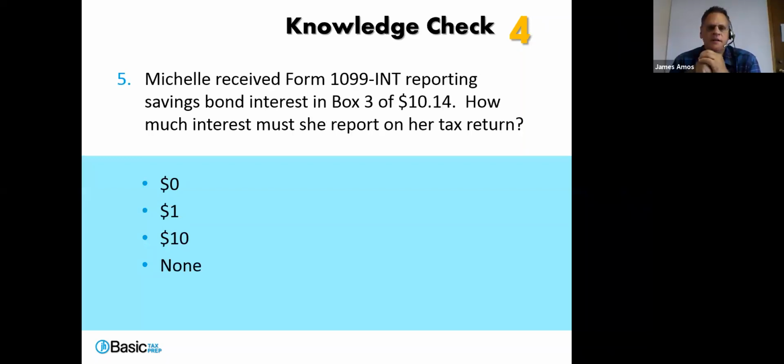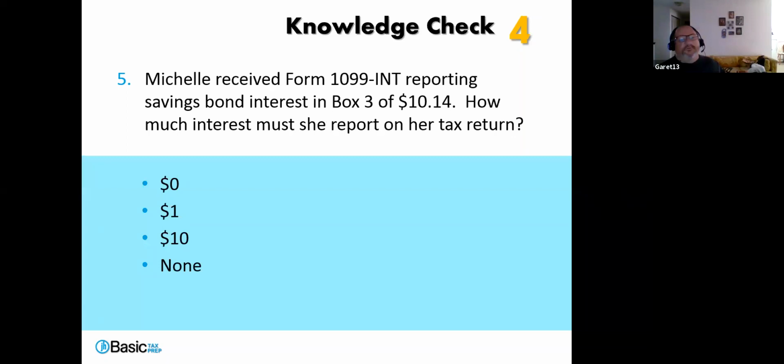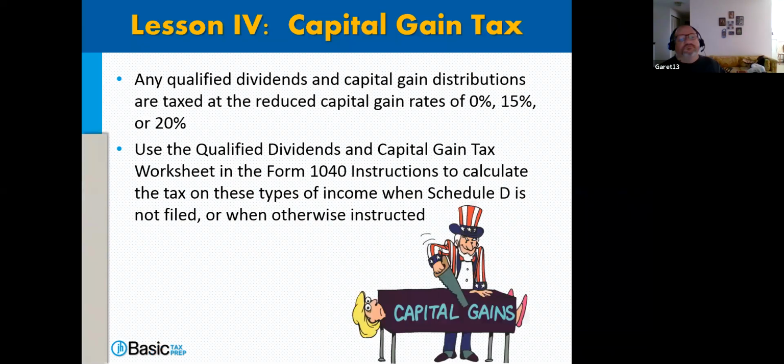Michelle received a 1099 interest statement reporting savings bond interest in box 3 of $10.14. How much must she report on her tax return? $10. $10, that's right. Good. And then capital gains.